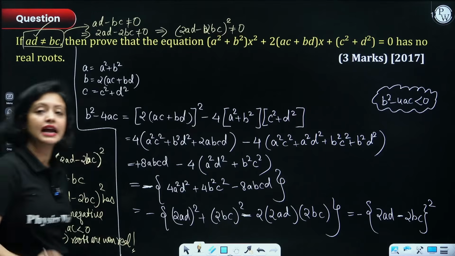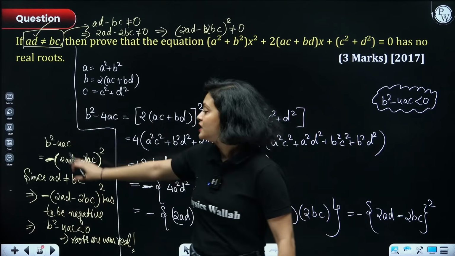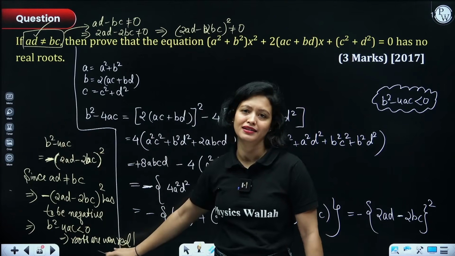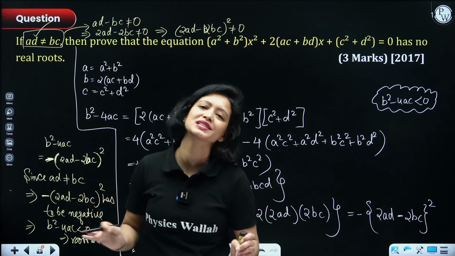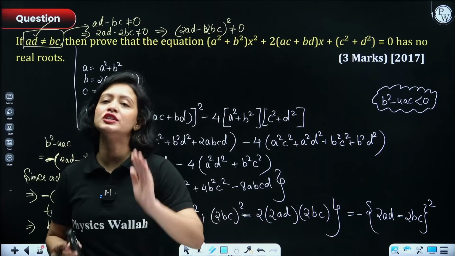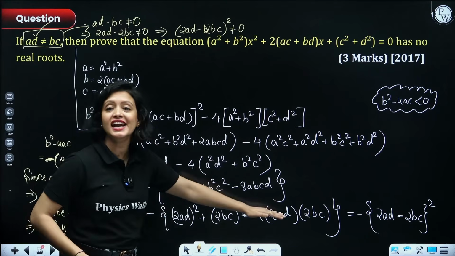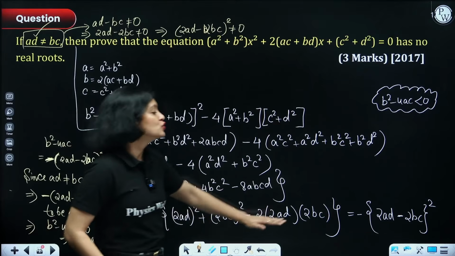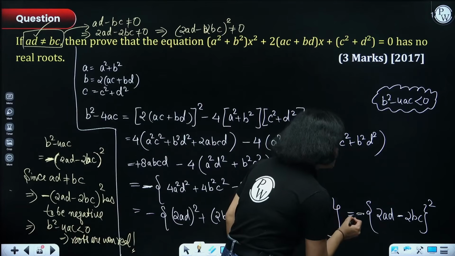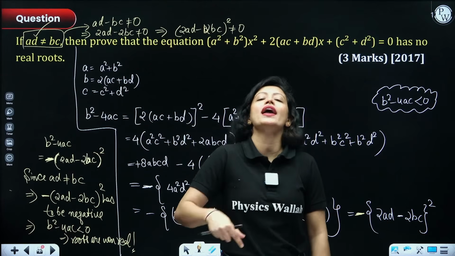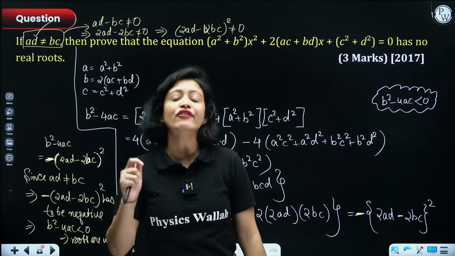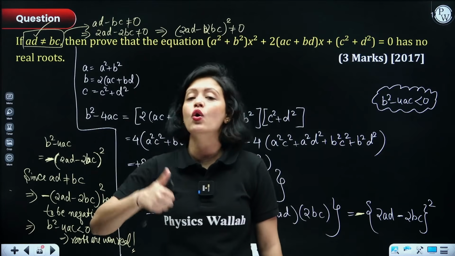Do you understand? This was the main part, guys. This was the understanding part. Okay, so what did we do in this problem? We figured out b square minus 4ac. In the simplification process, at the very end, we used an identity to show that this entire thing becomes negative of square of something. Now, negative of square of something is either 0 or positive.